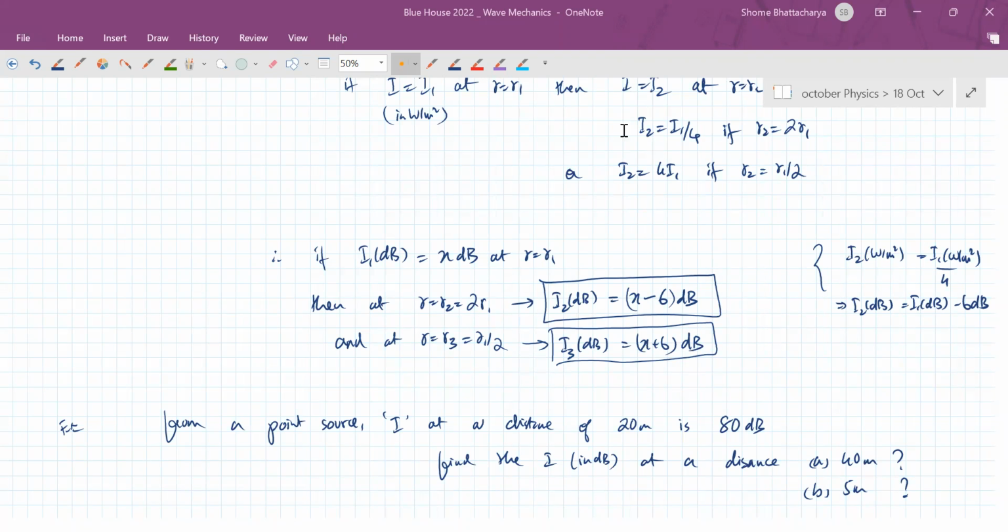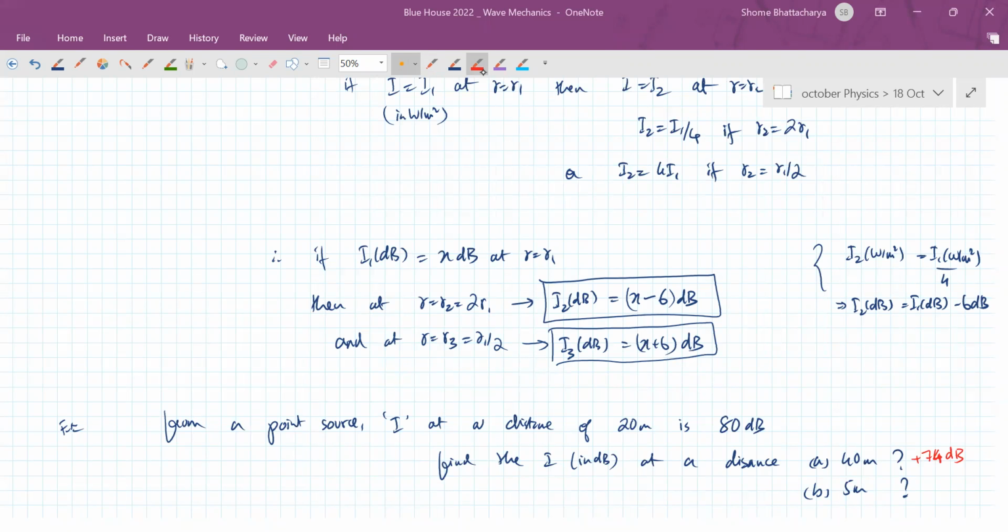So I'm just giving you the answers, try to figure this out. From 20 meters, when I increase the distance to 40 meters, I'm doubling the distance. So it should become from 80 to 74 decibels. Very good, Jagannath, you got this correct. Samarth, you got this correct.